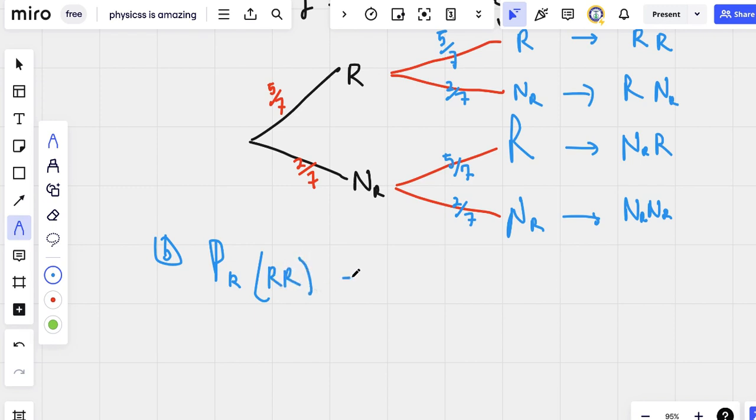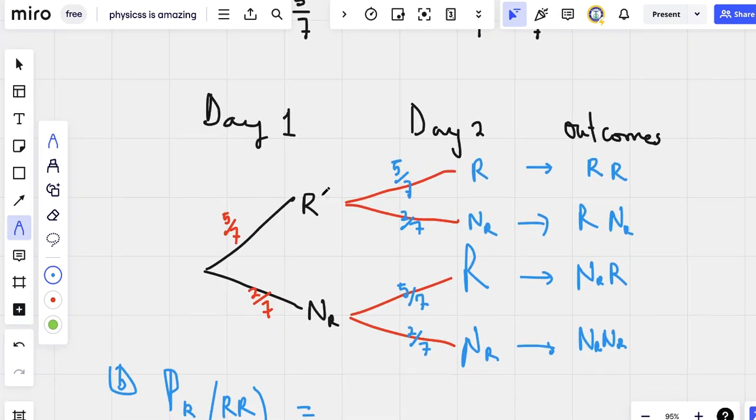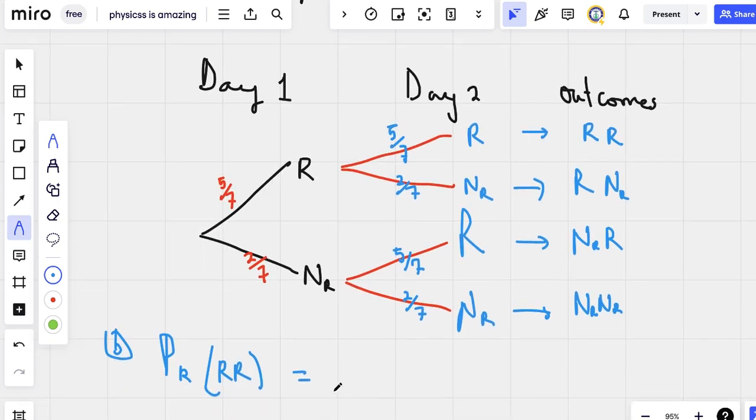So you simply come and you multiply the probabilities. What's the probability that it will rain on both days? Probability that it will rain on the first day is 5 over 7, multiplied by the probability that it will rain on the second day, which is also 5 over 7.